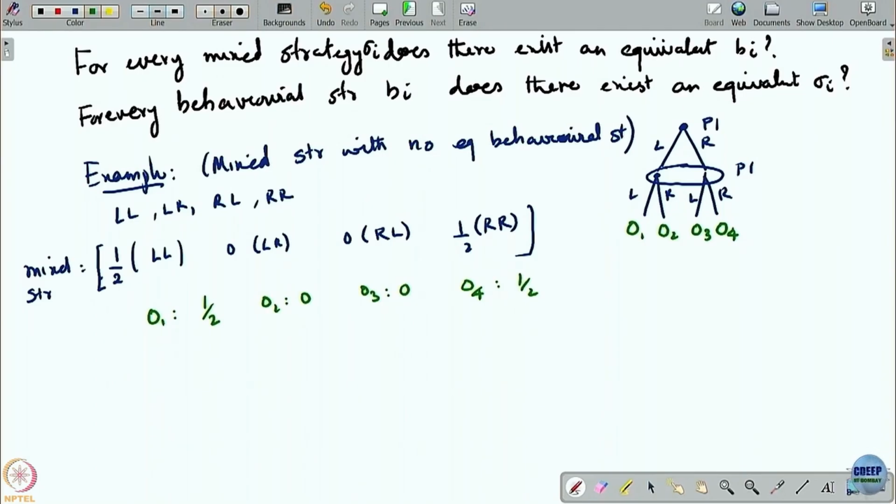Now suppose the player uses a behavioral strategy. Let me write it in red. What will he do as a behavioral strategy? He has to pick an action at random at each information set. There are 2 information sets, the starting node and the second node. Here he chooses L with probability alpha and R with probability 1 minus alpha. And here he chooses L with probability beta and R with probability 1 minus beta. Now, what is the probability of reaching node O1? Alpha times beta, right? So now my behavioral strategy here.